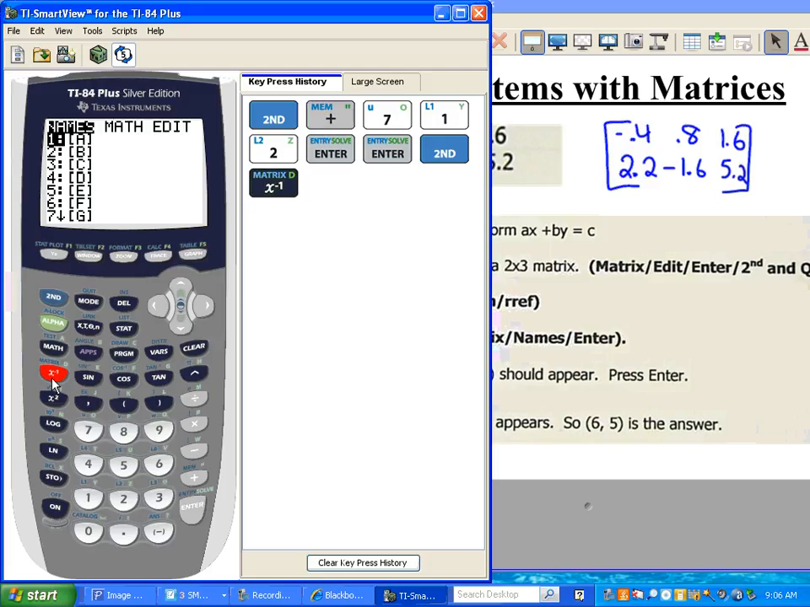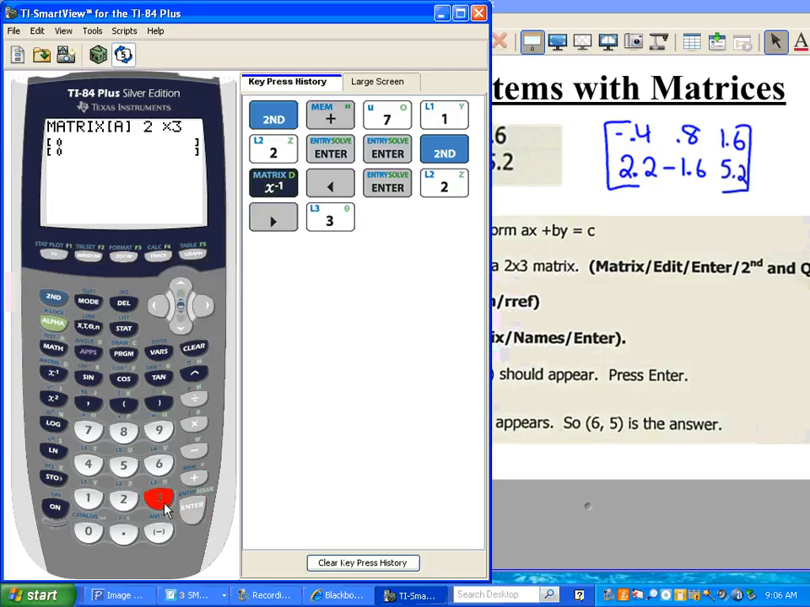Okay, hit the left arrow, go over to edit. Hit enter. Everyone's screen should now look like mine. This is matrix A. We always use matrix A, it's just easier. And I need you to change the dimensions to be a 2 by 3 because this matrix over here has 2 rows, 3 columns. Hit the right arrow until you get over here to the 0.